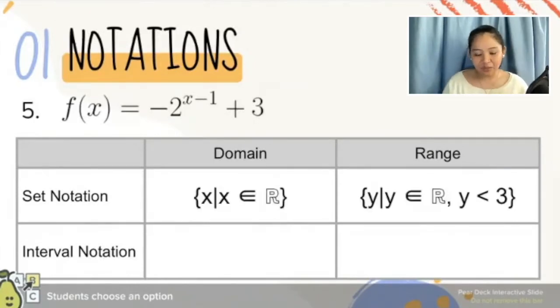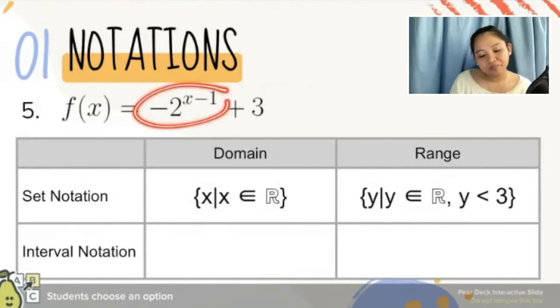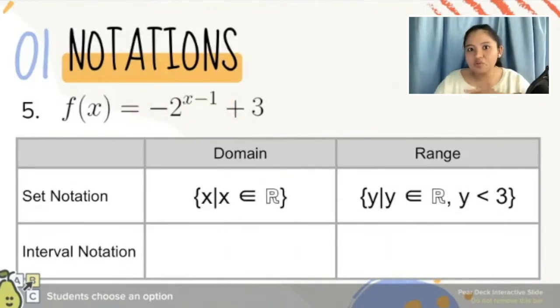Time's up. Again, I told you kanina na pag may ganito, yung ganitong example lang, we're going to express y to be greater than 0. Correct answer is to express our domain as element of real numbers and then to express our range as element of real numbers where your y is less than 3. It's because we have a negative exponential expression there, which is negative 2 raised to x minus 1.